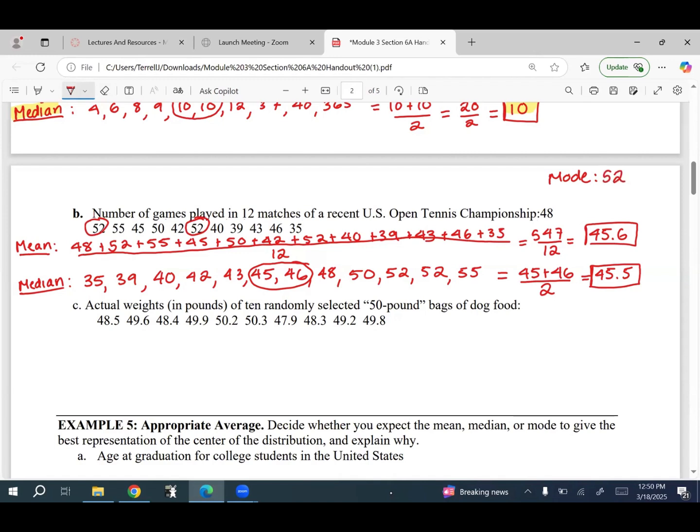Now I want to provide another example. Let's say I added to this list 55, just another number. Now, notice that 52 occurs twice, and also 55 would occur twice. If that happens, then your mode would be 52 and 55, because those two numbers occur with the same frequency, greater than any of the other numbers. And that would be considered bimodal. You would have two modes there.